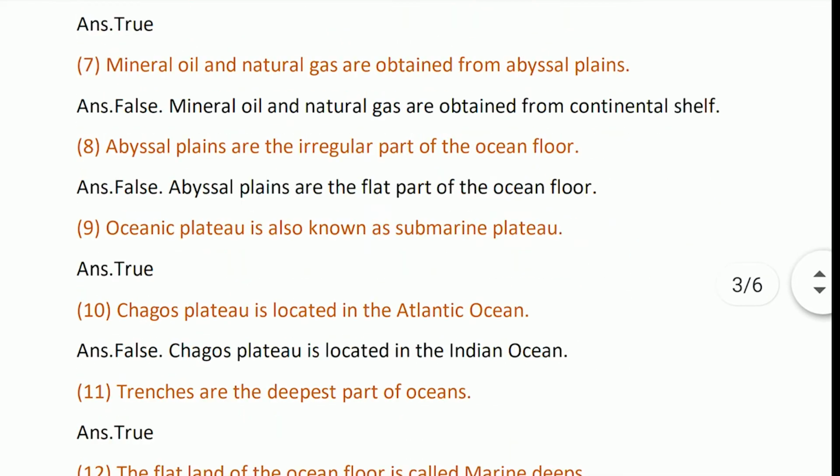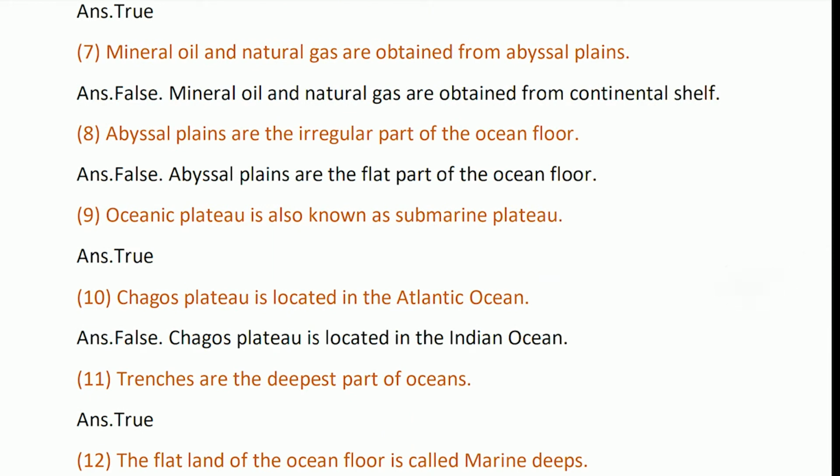Marine mineral oil and natural gas are obtained from abyssal plains. False. The marine oil and natural gas are obtained from the continental shelf. Abyssal plains are irregular parts of the ocean. False. Abyssal plains are the flat parts of the ocean floor. Oceanic plateau is also known as a submerged plateau. True.